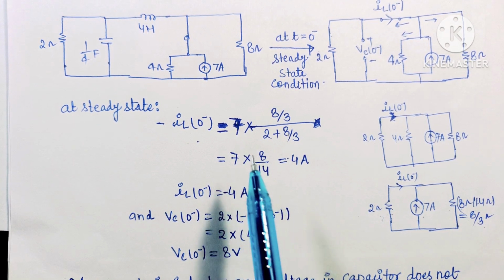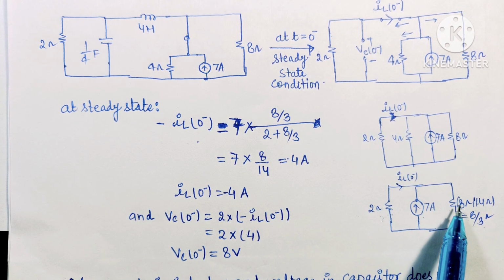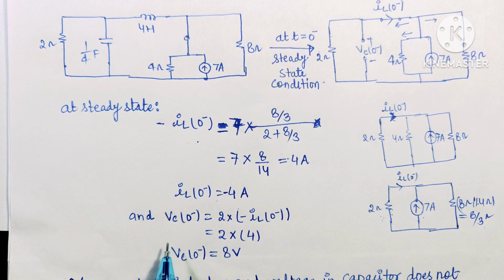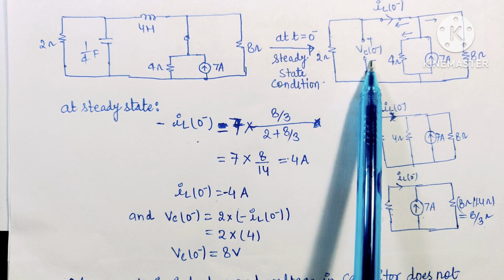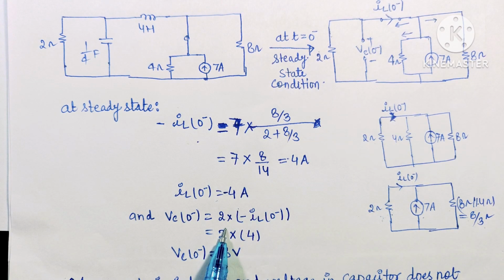So this is the way of finding out the value of current if two resistances are in parallel and a current is distributing among them. So we can find out IL0 minus equal to minus 4 ampere, and we can see that Vc0 minus can be written as 2 ohm into IL0 minus. So 2 into minus IL0 minus will be the value of Vc0 minus. So here Vc0 minus can be achieved as 8 volt.